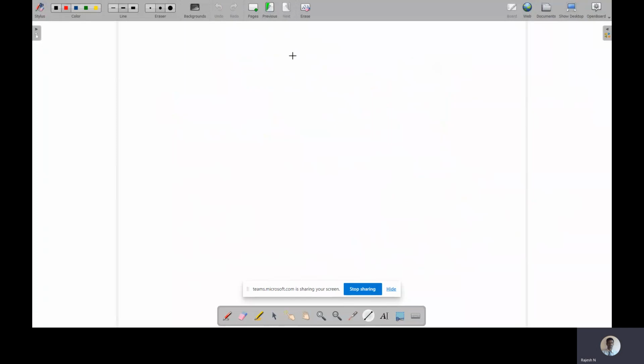And what is next? In a parallelogram, if all angles are 90 degrees, then what will you call it? It is called a rectangle.